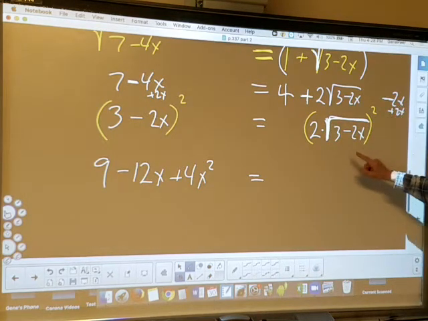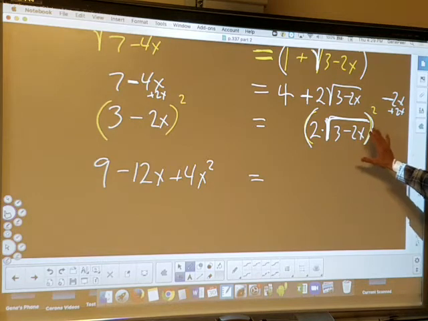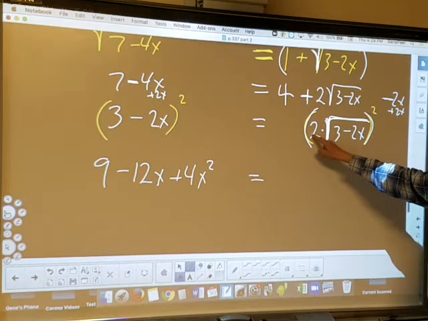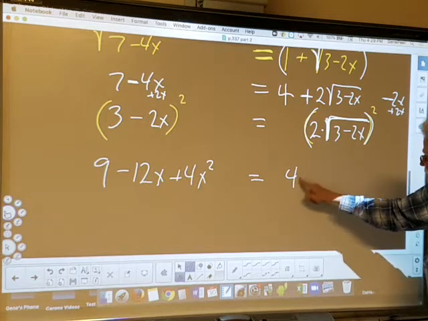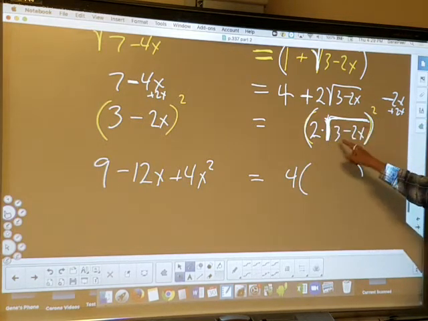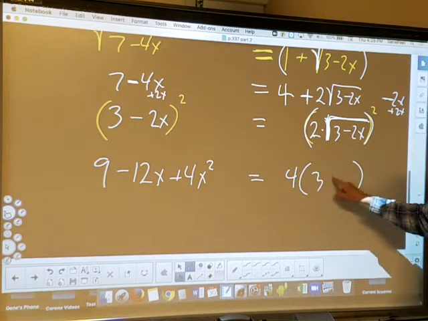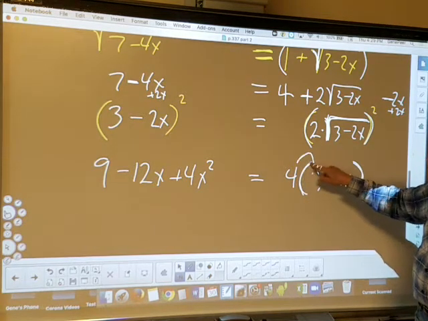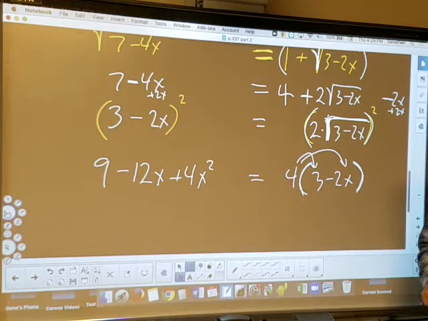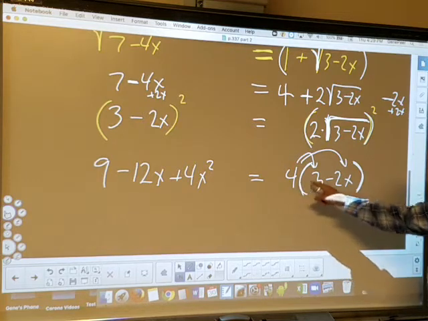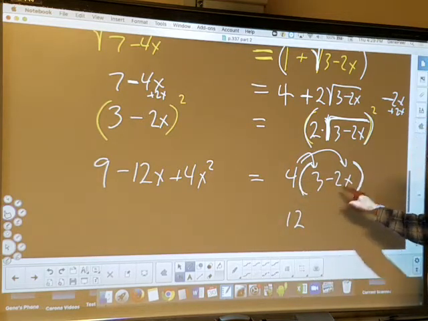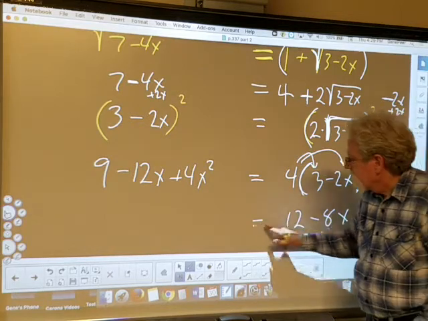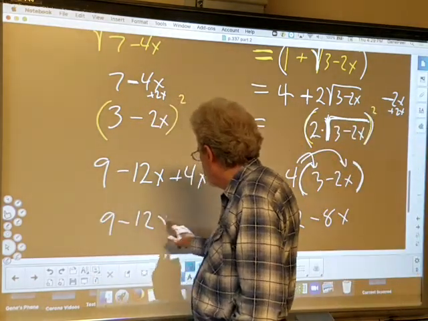On this side, we square the square root. It disappears, but wait a minute, don't forget. We're squaring the entire right side of the equation, so we also have to square the 2. 2 squared is 4. Square root of 3 minus 2x squared is 3 minus 2x. These parentheses are vitally important because we have to remember we're now going to multiply 4 by both terms. You know the distributive property. You've been studying the distributive property since pre-algebra. So we multiply this out, we get what? 12 minus 8x. Isn't this fun? 9 minus 12x plus 4x squared.